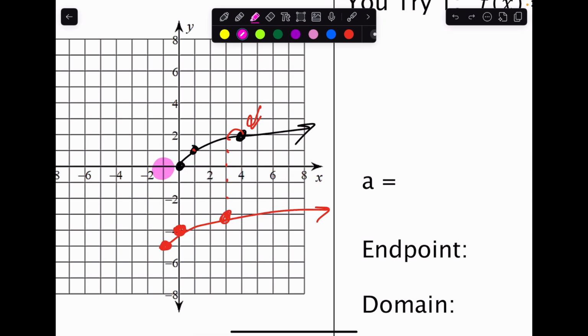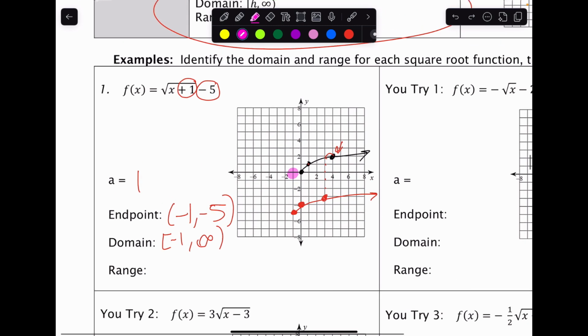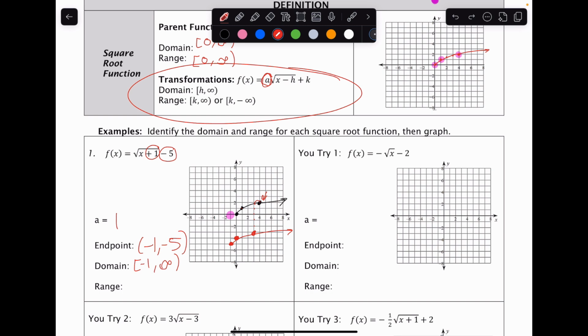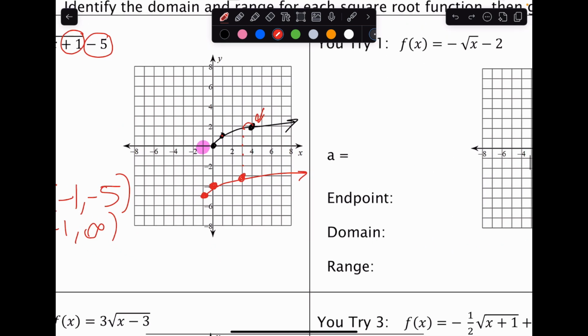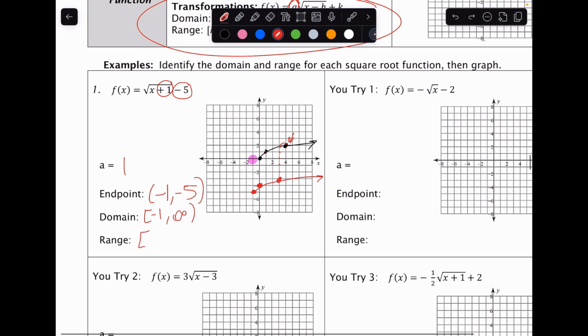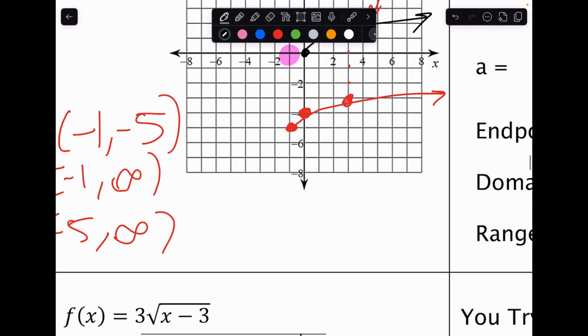Good. And then we have our range. Our range is going to be k to positive infinity or k to negative infinity. If there's no reflection, it's going up, so it's going to be k to positive infinity. In this case, it's going to be -5 to positive infinity. Now I know they don't have it written here to write out the transformations, but you need to know how to do that.